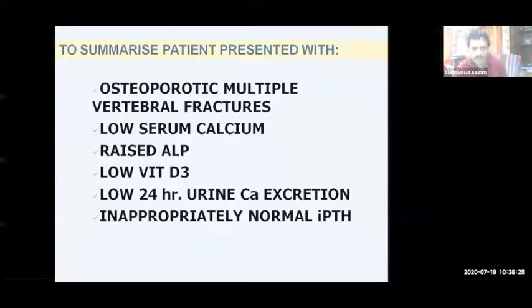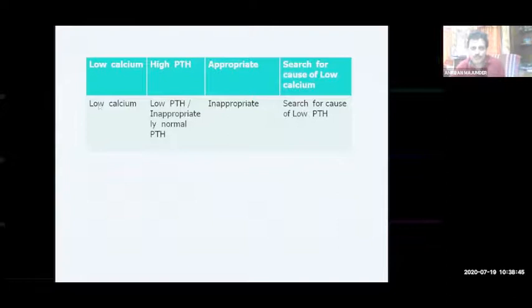So to summarize, we have osteoporotic multiple vertebral fractures, low serum calcium, raised alkaline phosphatase, low vitamin D3, low urinary calcium excretion, but inappropriately normal iPTH. So therefore, you can see if a patient has low calcium, and you find that this patient has a low PTH or inappropriately normal PTH, we have to search for a cause of the low PTH. Why does this patient have low PTH? That should be the way we approach this patient.